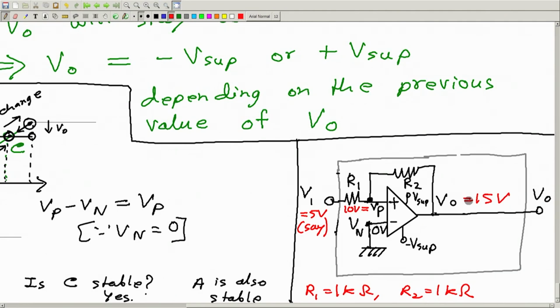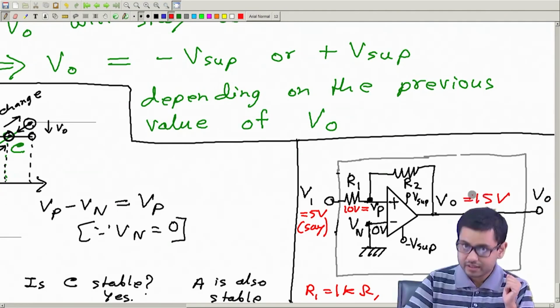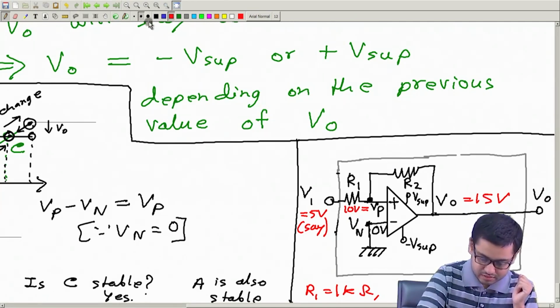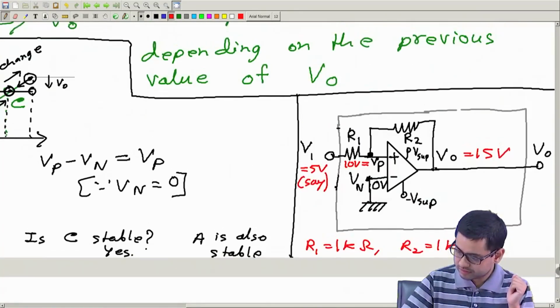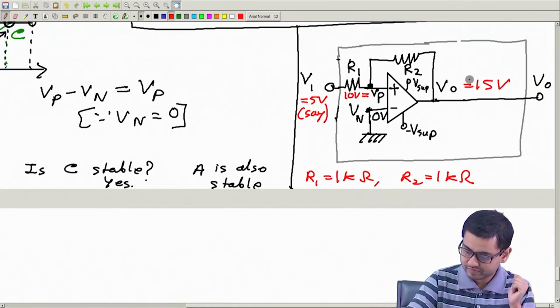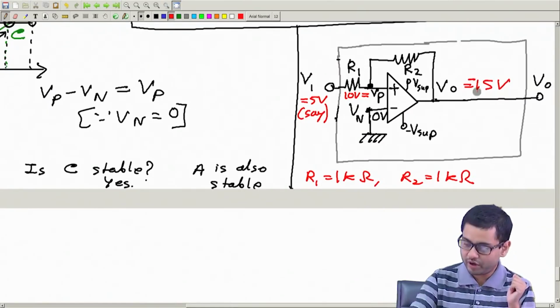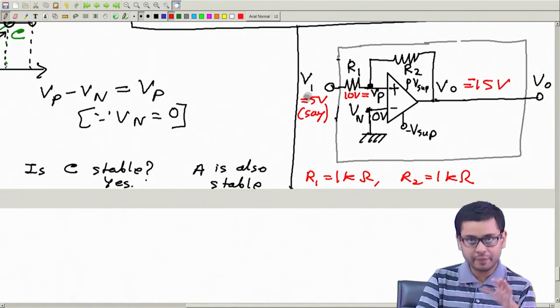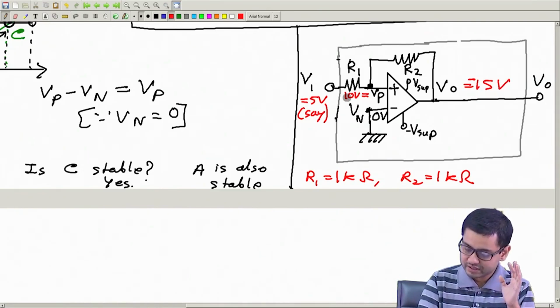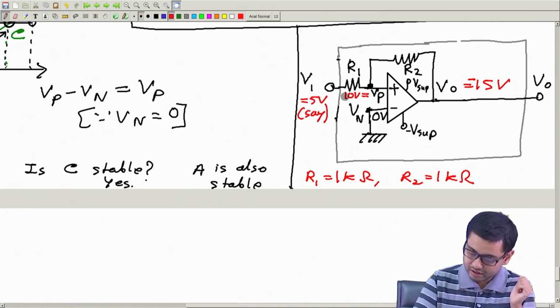Now let's take another case where we have this equal to minus 15 volt. So this point is at minus 15 volt, but the input I am taking is the same value, 5 volt. So what will be this value? The average of this and this. So 5 and minus 15, the average will be minus 5.